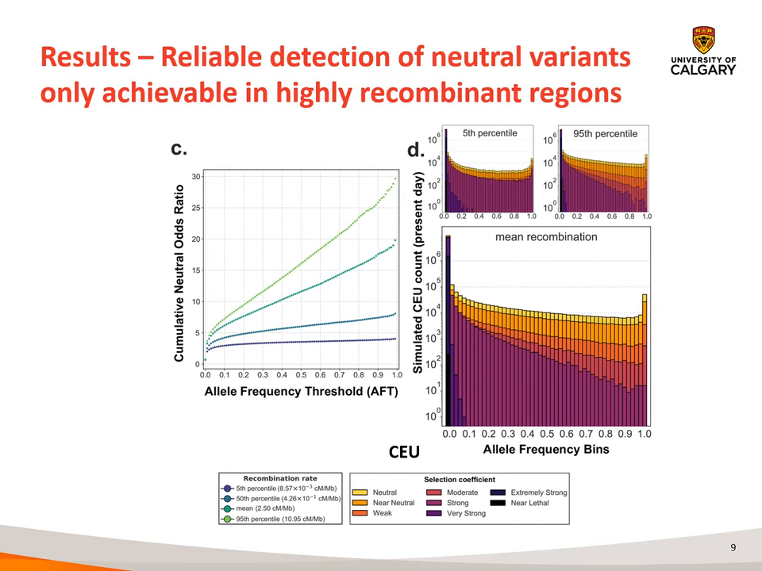The result is even more stark when simulating the European demographic history, where strongly deleterious variants are more highly enriched in the modern population than what we observed in Africans. Here, a 20x odds ratio can only be achieved in regions with the highest recombination rates and at allele frequencies around 65%. Even 10x neutral odds ratios are unachievable for low and median recombination rates in both populations.